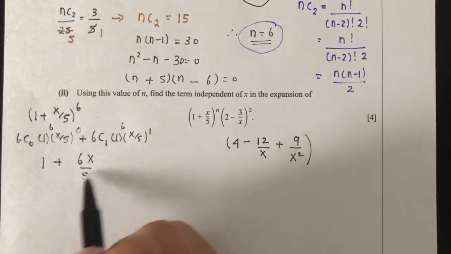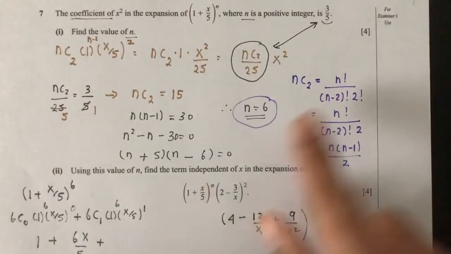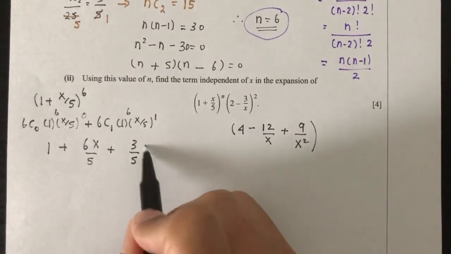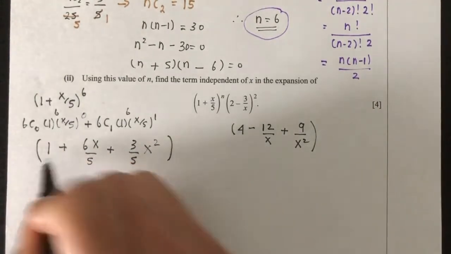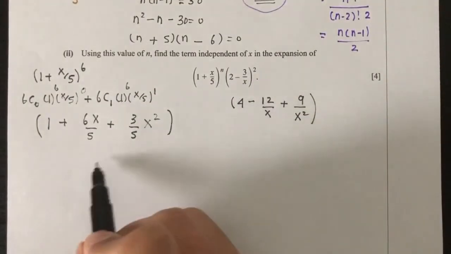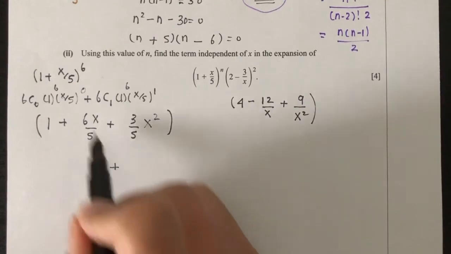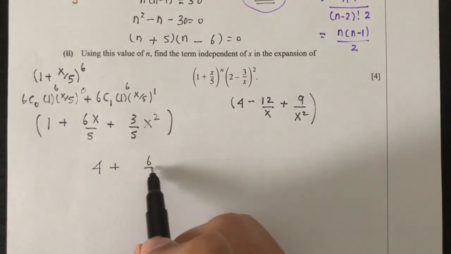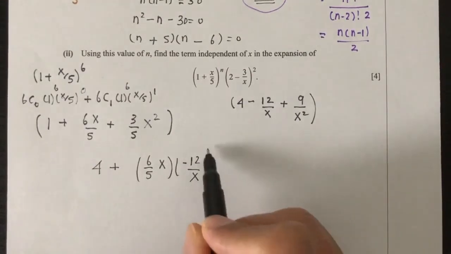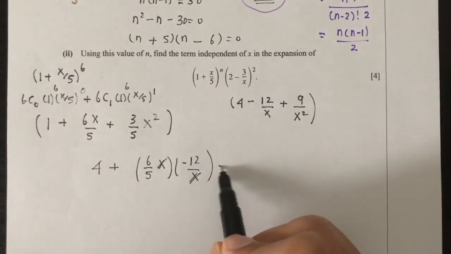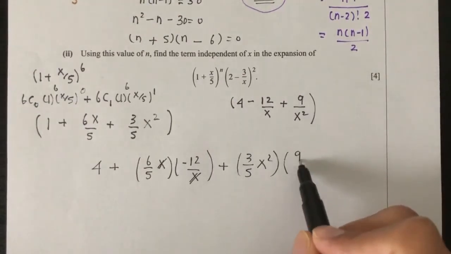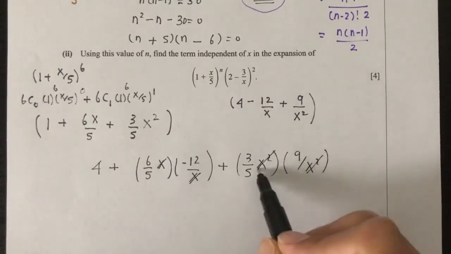So that will be 6x over 5. And then the other term will be this one given to you, which is 3 over 5 times x squared. So we have to multiply this by this. So first 1 times this will be 4, and this times this will be 6 over 5 x times minus 12 over x. x will cancel, and plus 3 over 5 x squared times this one, 9 over x squared. So these two will also cancel.